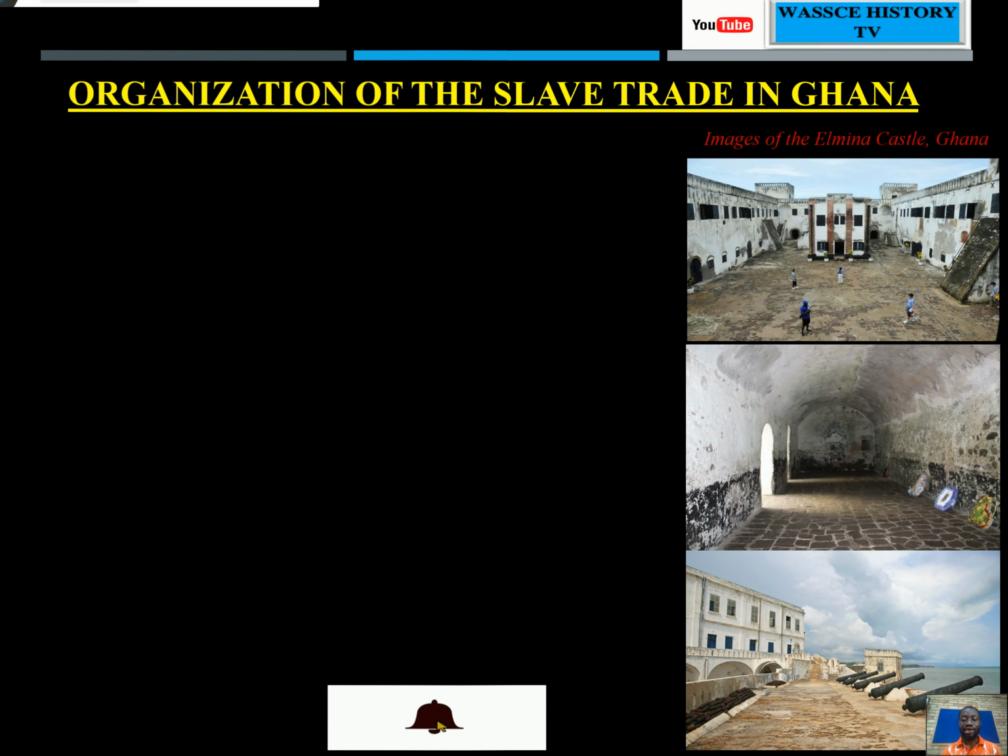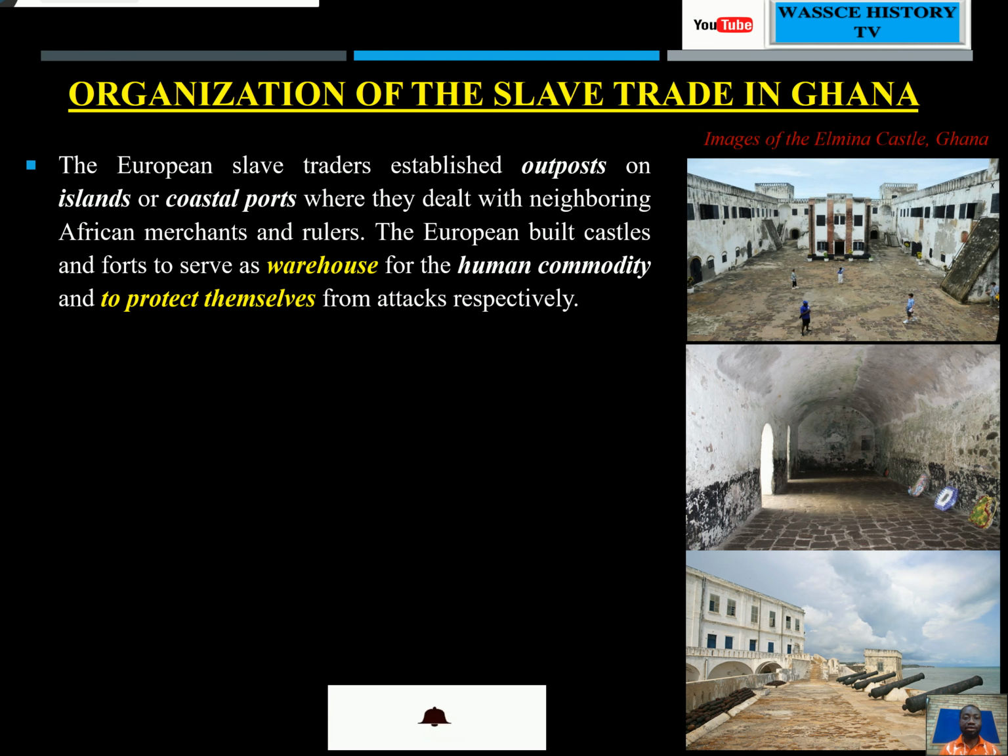Let's go on and look at some of the things that they do. Now, when the European slave traders bring these items, they establish outposts on islands and sometimes on the coastal ports, where they deal with the neighboring African merchants and rulers. Sometimes they build castles along the coast to serve as warehouses for the human commodities, the slaves, and the castles also protect them against attacks. In areas where they don't get access to a seaport or are not able to build a castle, they reside on islands and trade at outposts.